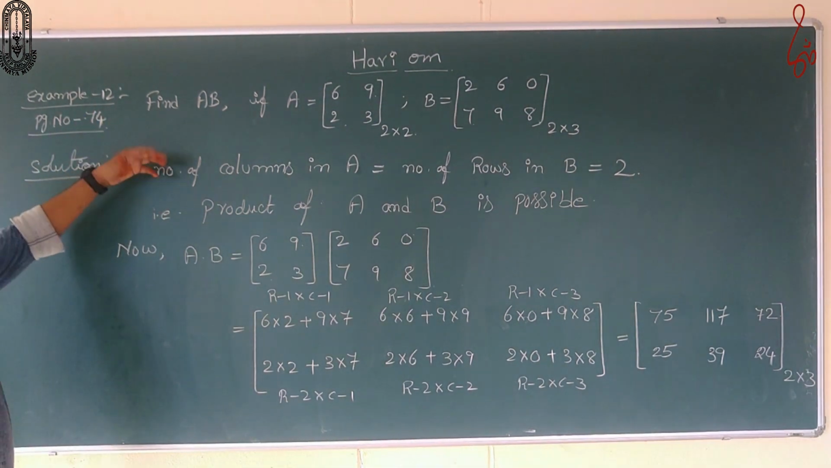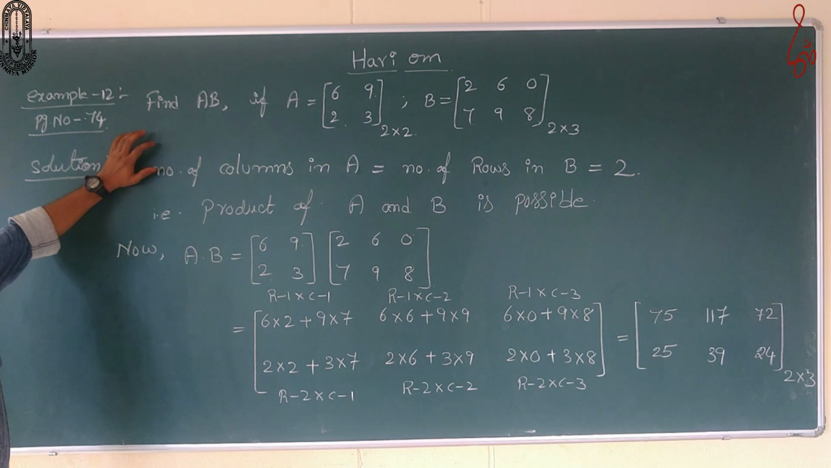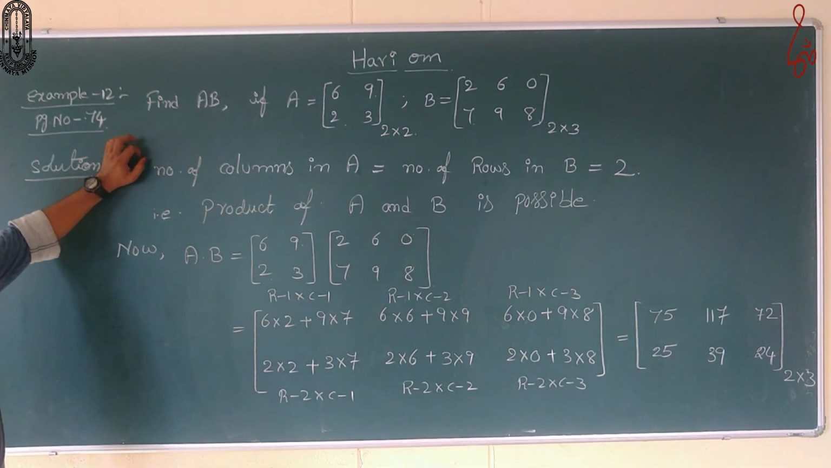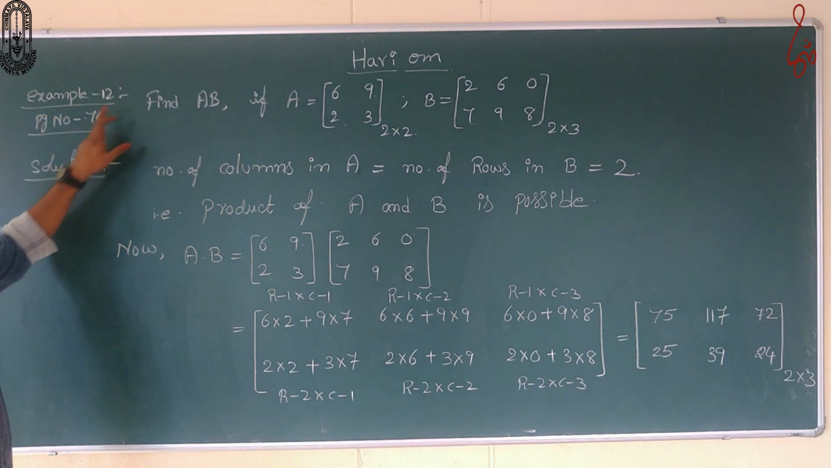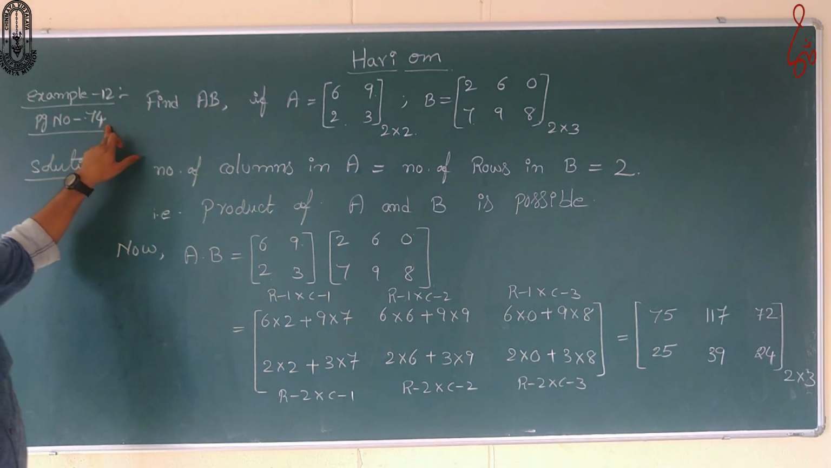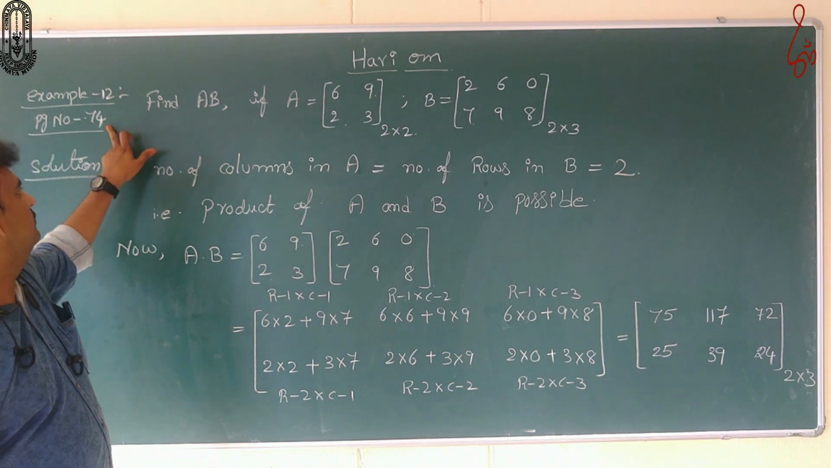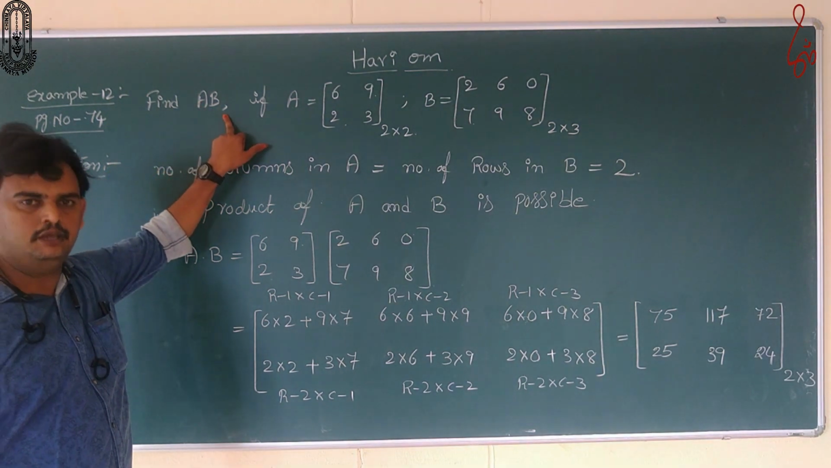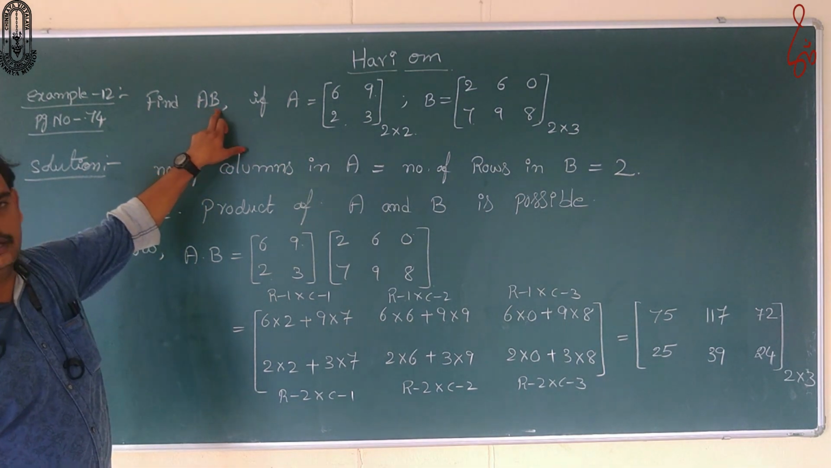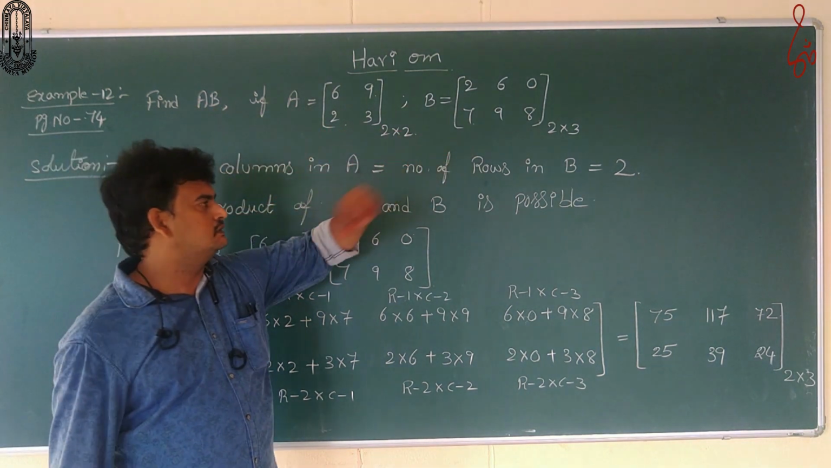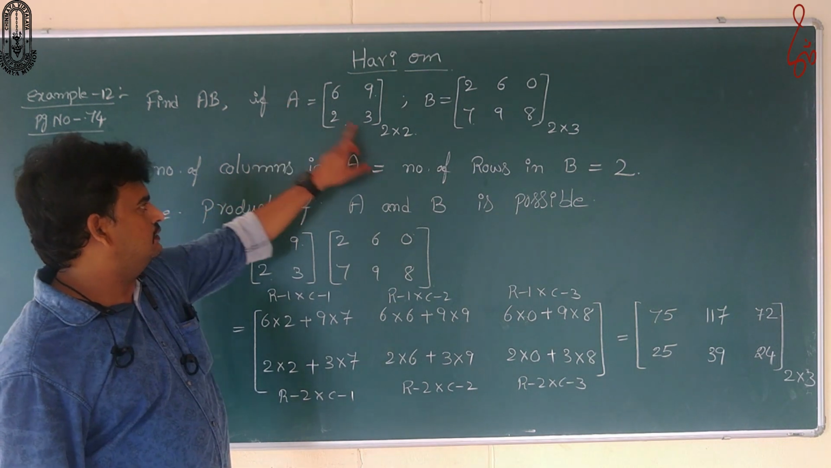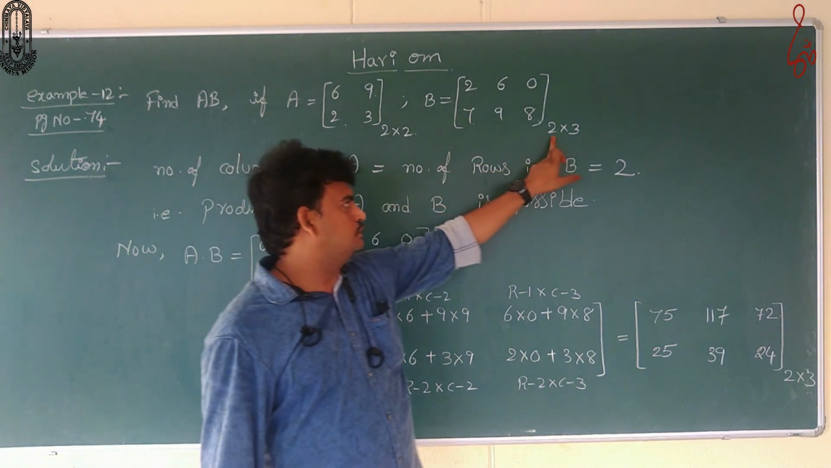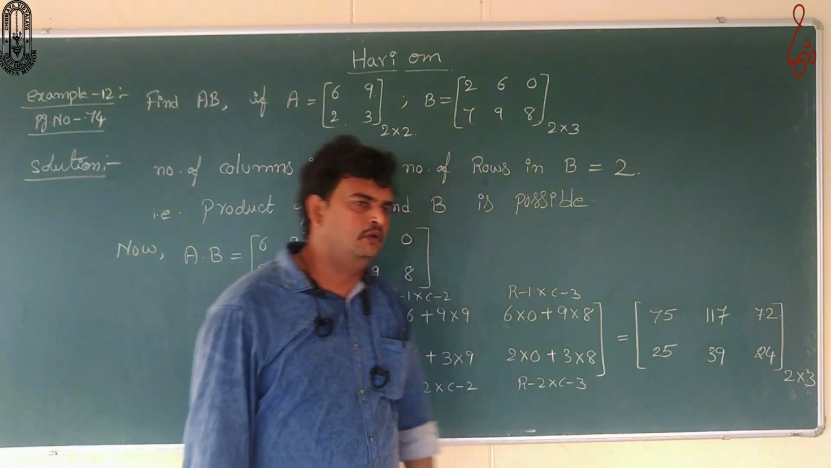Now, to understand the concept of multiplication of matrices still more, let us see one example. Here we have example number 12 from page number 74. There is a question: find AB, meaning the product of A and B. To find the product of A and B, they have given two matrices. One is matrix A with 2 by 2 order, and another one is matrix B with 2 by 3 order.